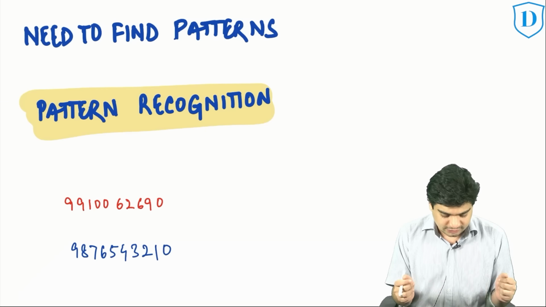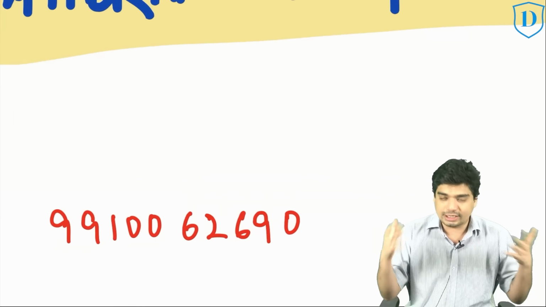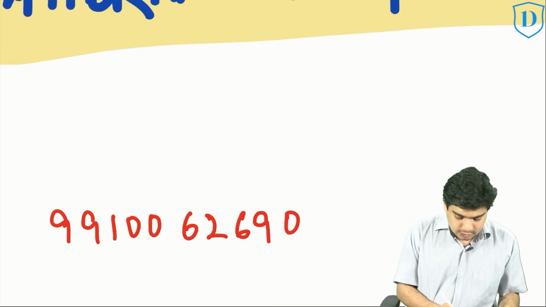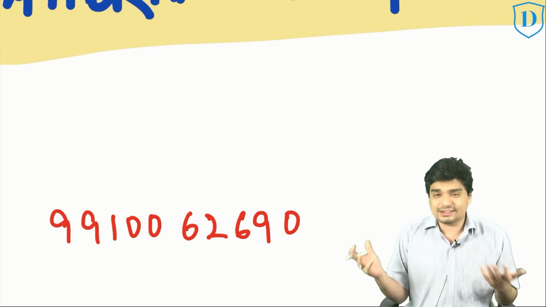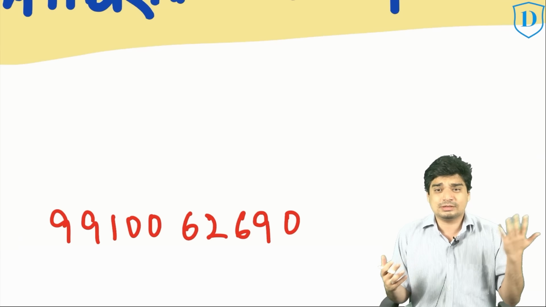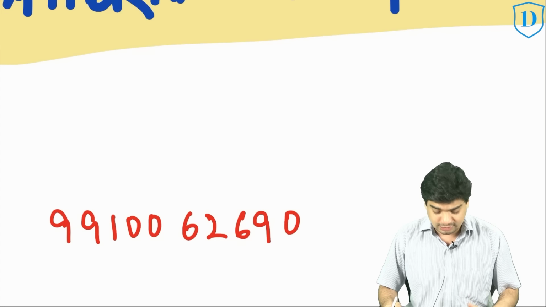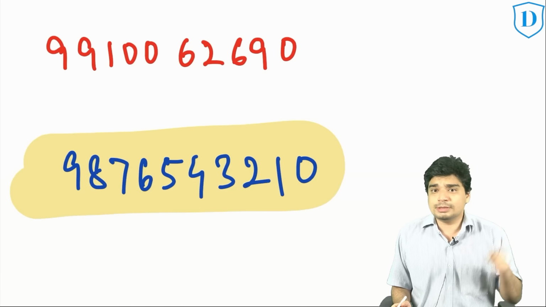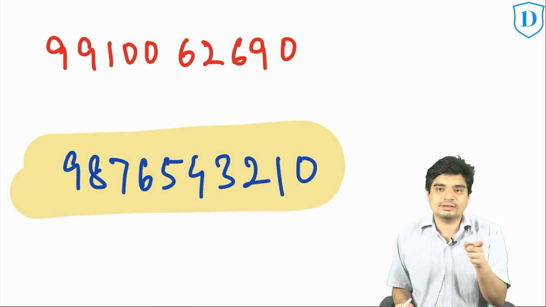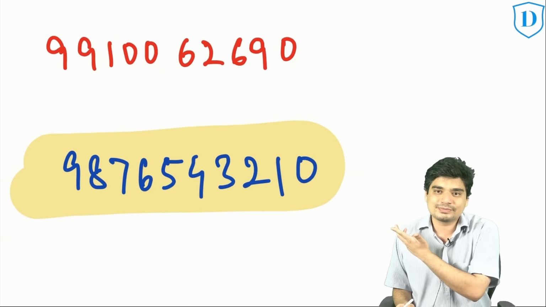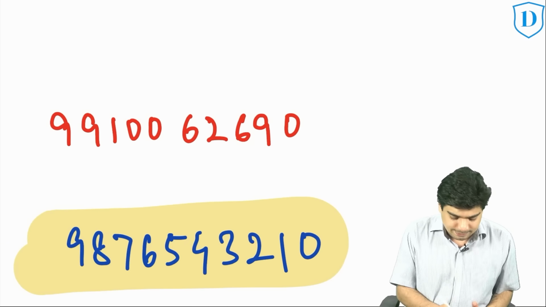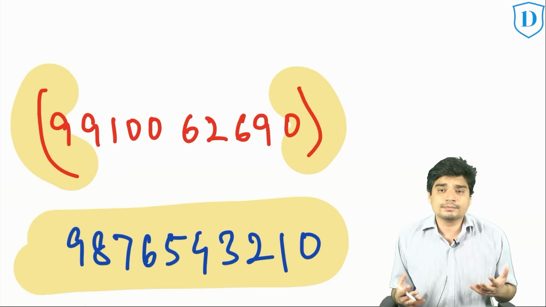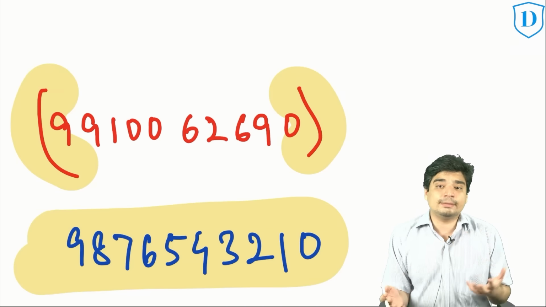I'll give an example. Let's say this is a random number, someone's number, I don't know. Please don't call this. It's a random number that I just wrote down. 9910062690. If you try to remember it like this, it is a random bunch of 10 numbers. But if I ask you to remember this number, 9876543210, you'll be easily able to remember it. As compared to the earlier one, that one is obviously a little trickier to remember. But if I ask you to remember it, you will try to find patterns in it.